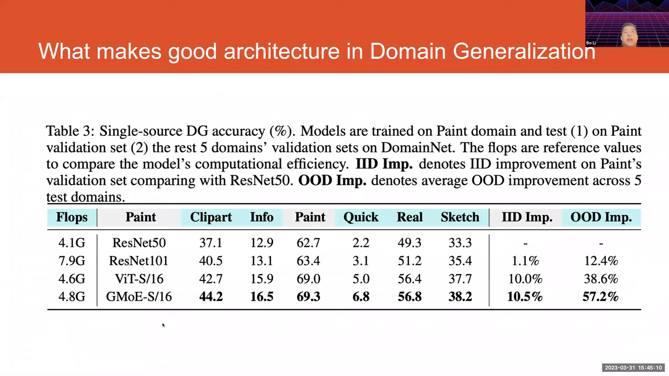And also we provide a very interesting evaluation strategy called single source domain generalization. It basically means you only train your models on one domain and test on many other domains. In this table, we train our models on the paint domain, and we evaluate the performance on other domains. You can also see that the MOE's performance is way better than the ResNet architectures. The IID improvement is relatively small, but the OOD improvement is very large.